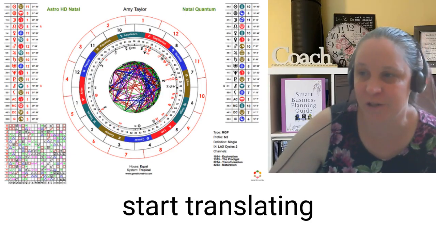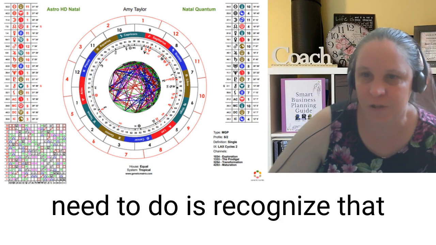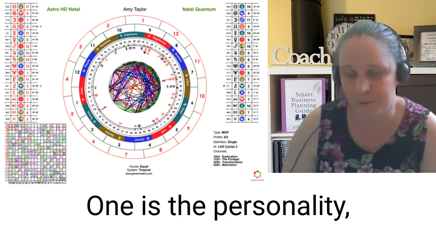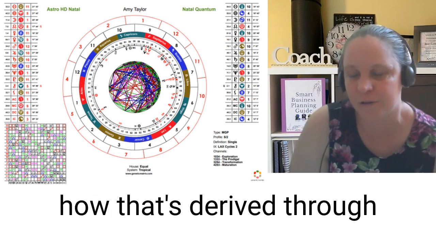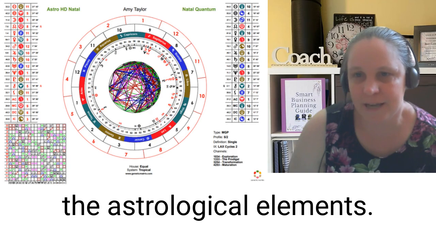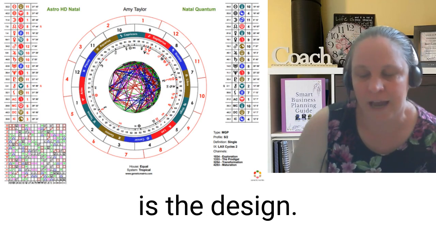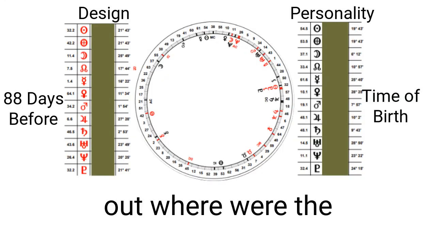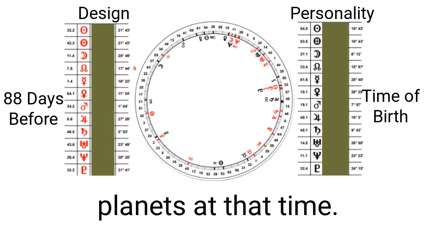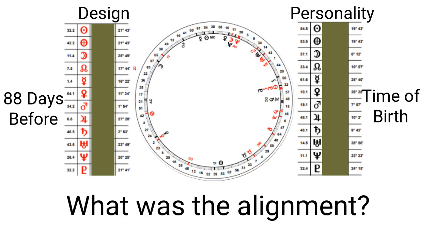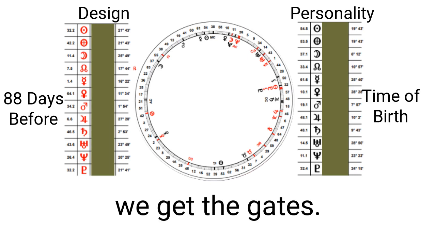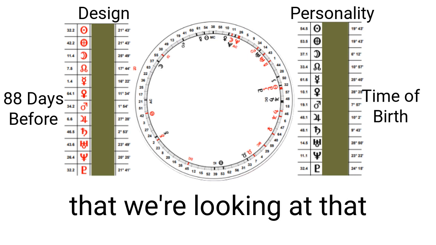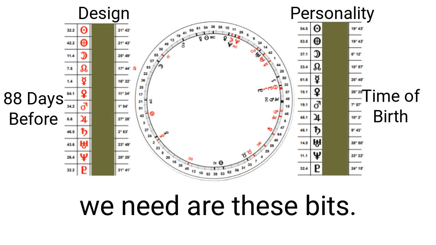Now, how does this start translating into a body graph? So the first thing that we need to do is recognize that the body graph is comprised of two components. One is the personality, which we've just looked at, how that's derived through the astrological elements, and then the other is the design. And the design is taken from approximately 88 days before birth. And again, they pull out where the planets were at that time, what the alignment was, and from that we get the gates.